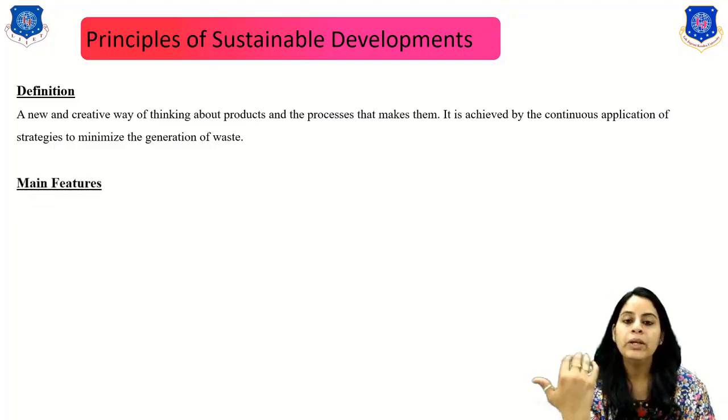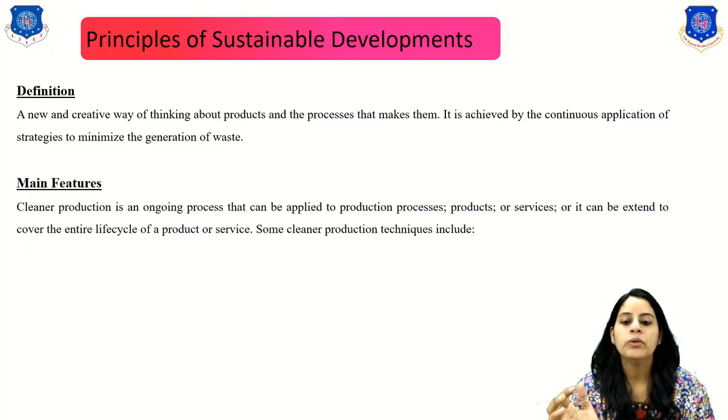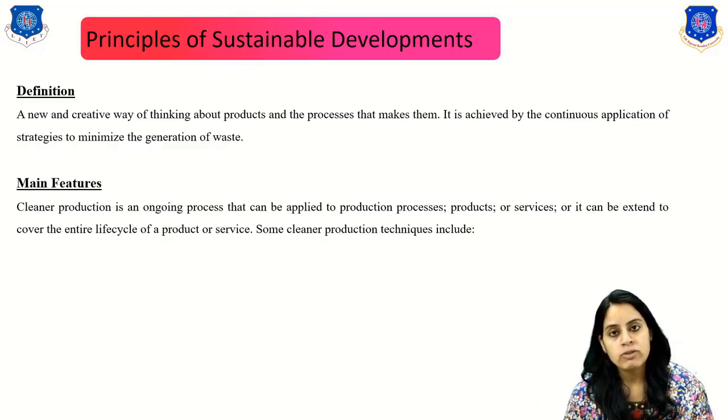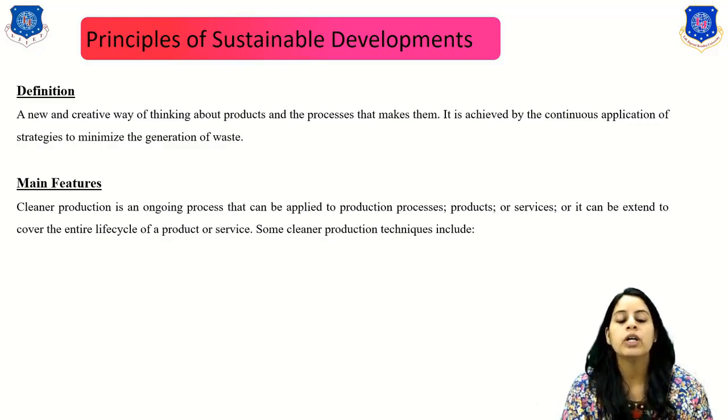Right. And the main feature of sustainable development, which is CP, is that it is an ongoing process that can be applied to production processes, products or services, or it can be extended to cover the entire life cycle of the product or service.